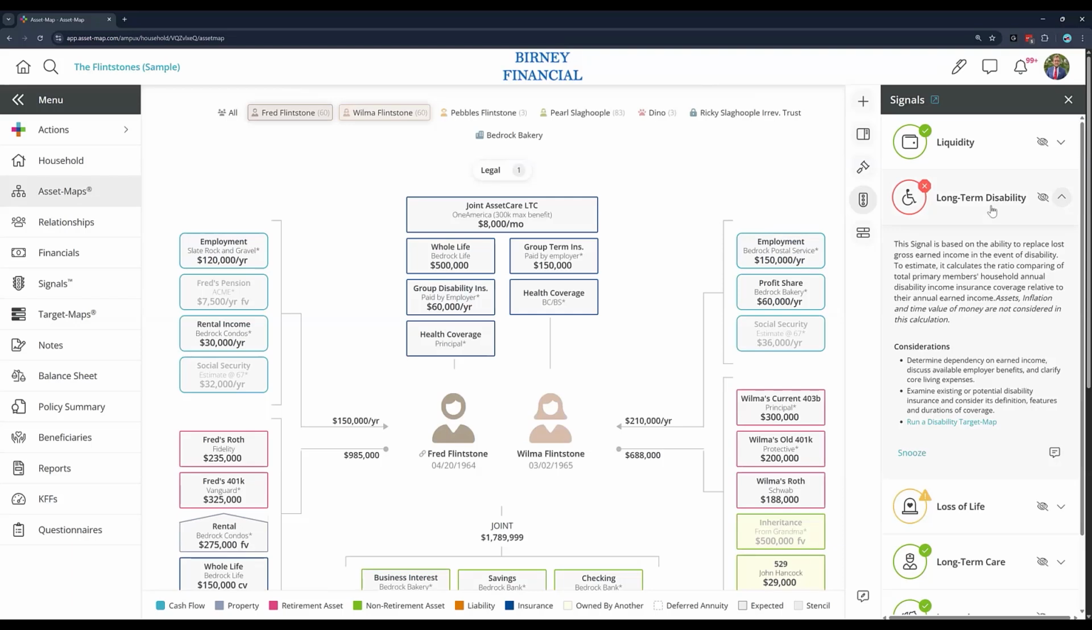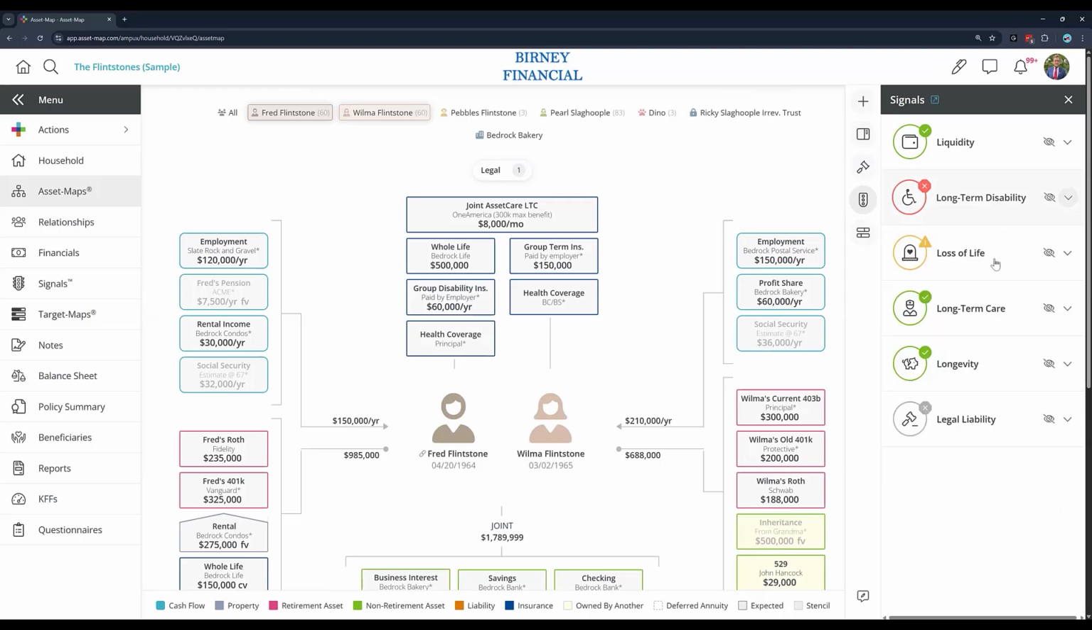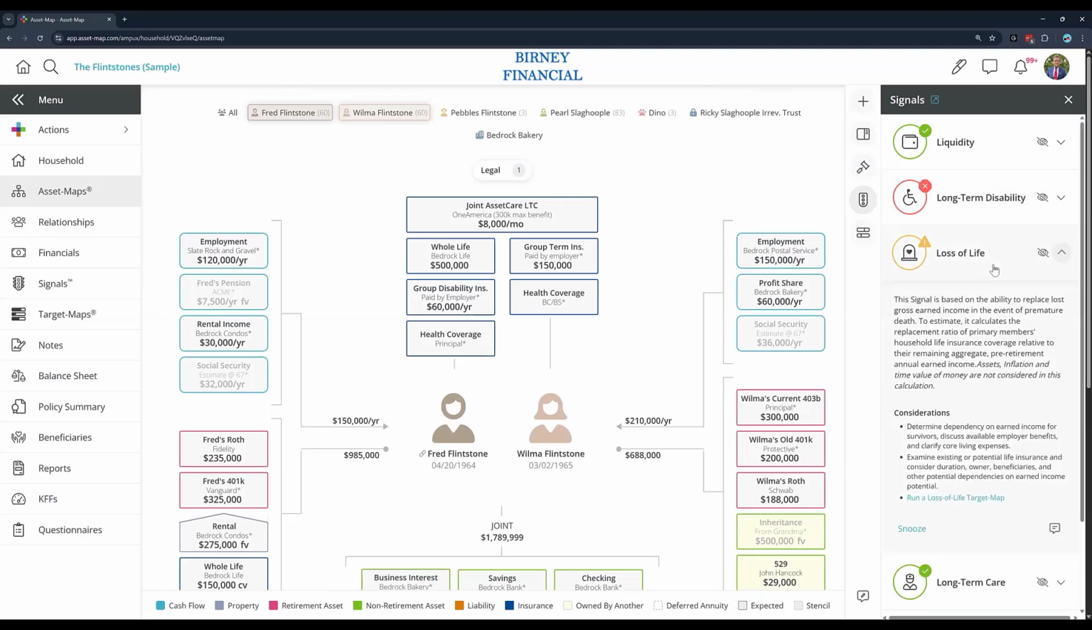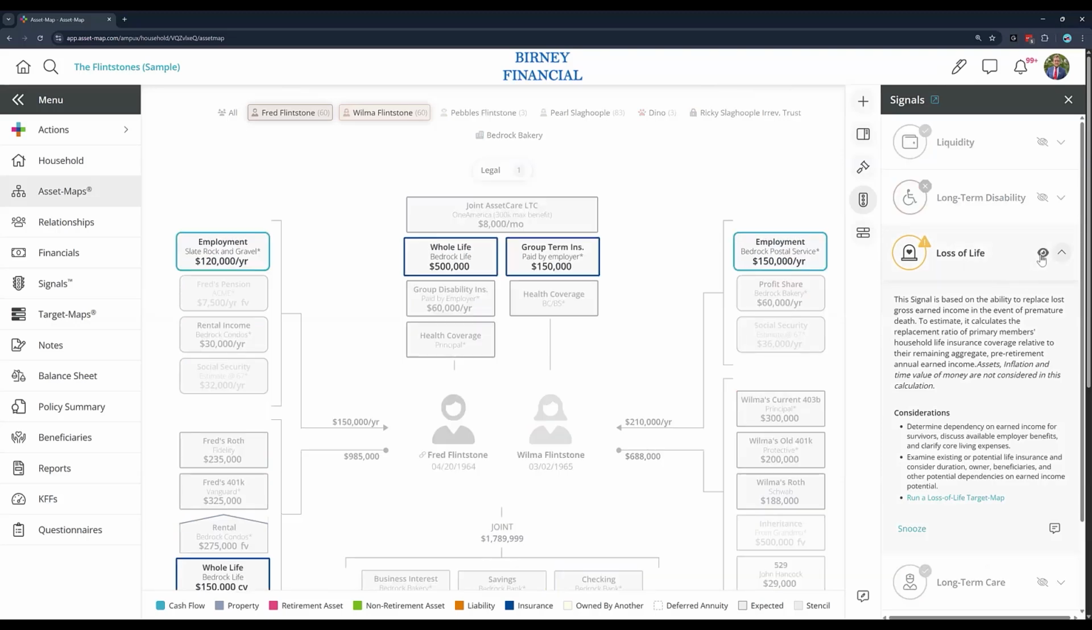Now, we won't be running this target map today. The first one we'll run instead is just below that for loss of life. Now, this shows up as yellow. Why is it yellow? Well, again, you can read this paragraph. You could also just look by clicking that eyeball icon and see that, yes, in a loss of life scenario, my goal is similar to disability. I am trying mainly to replace income.